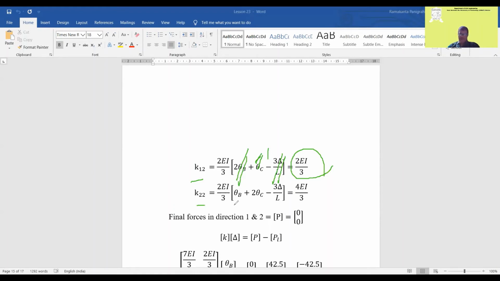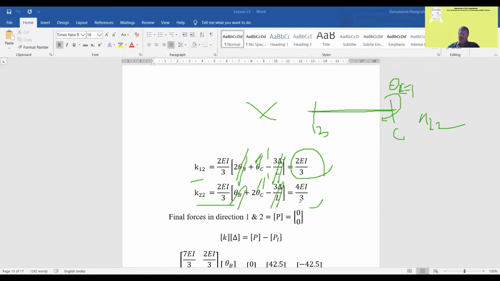What is K22? K22 will come only from the span BC, because nothing will come from the span AB. It is not related to span AB at all. Theta C is equal to 1, and all other values are equal to 0. So theta C is equal to 1, theta B is 0, delta 0, so it becomes 4EI by 3.